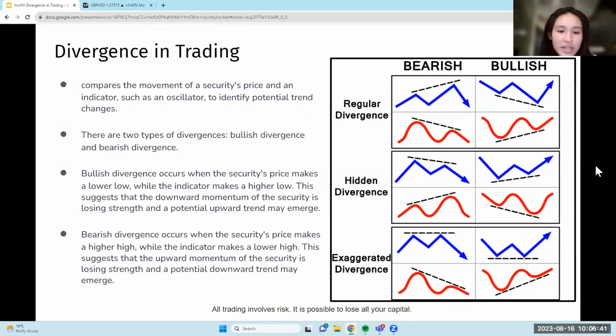So divergence in trading is a technical analysis concept that compares the movement of a security's price and an indicator, such as an oscillator, to identify potential trend changes.